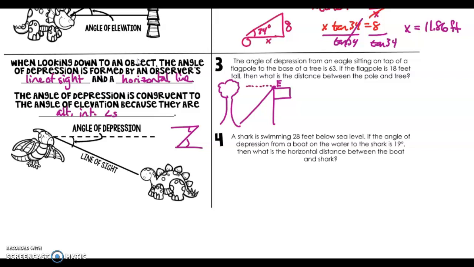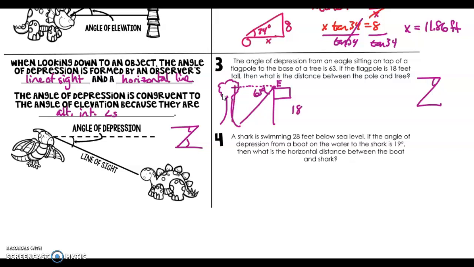So I like to draw the horizontal right here. So this is the angle of depression. The biggest mistake people make is by putting it down here with the line of sight and the flagpole. But remember, if it helps, a capital Z, you're like, oh wait, that's the angle of depression. So that's 63 degrees. The flagpole is 18 feet tall.